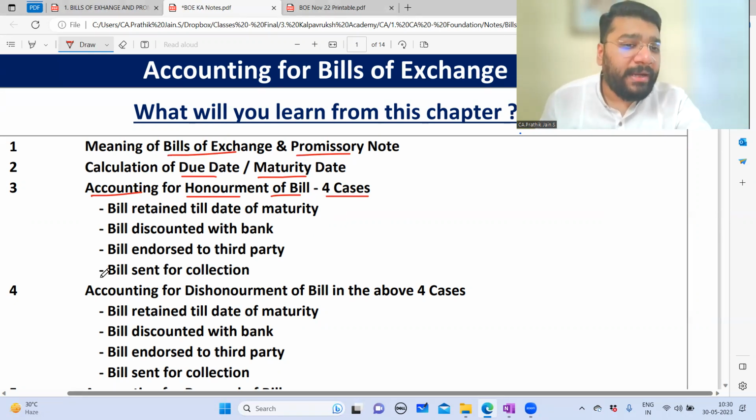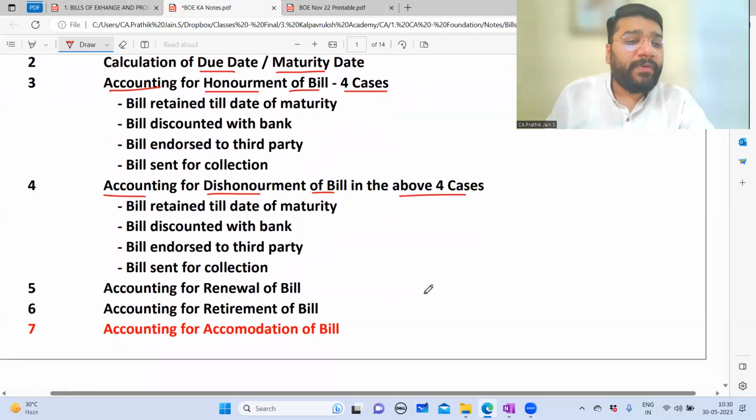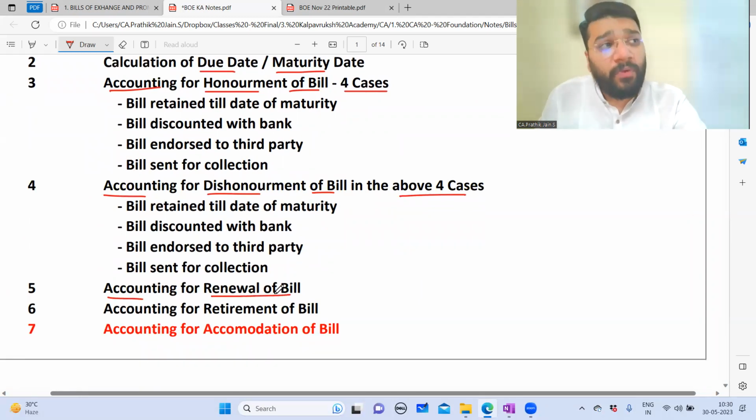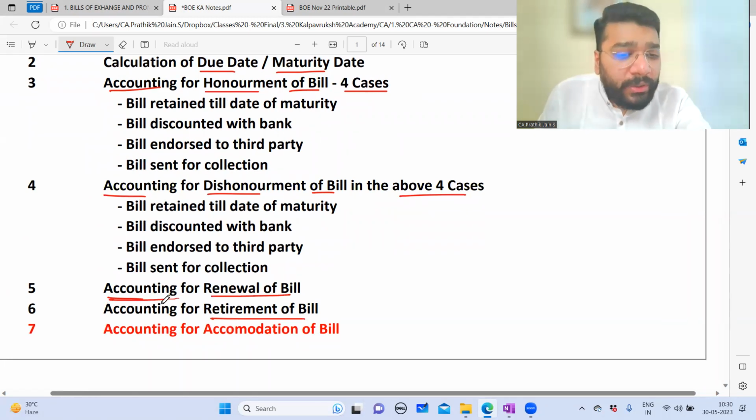And we also learned how we do the accounting entry for the dishonor of the bill in the same above 4 cases. Also, we have understood how we do the accounting for renewal of bill. We understood what is, first of all, the renewal of bill, what is retirement of bill, and we understood how to do the accounting of renewal and the retirement of bill.